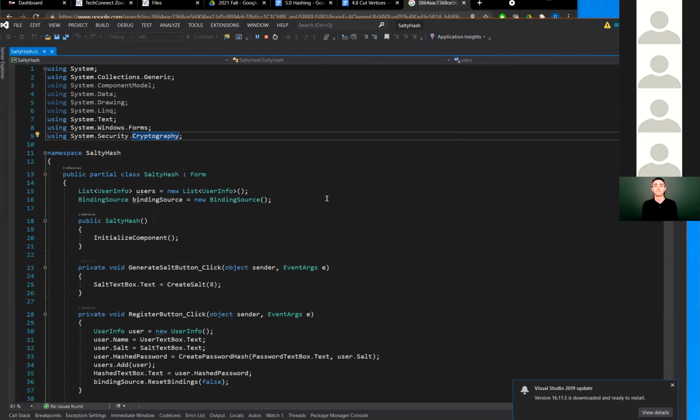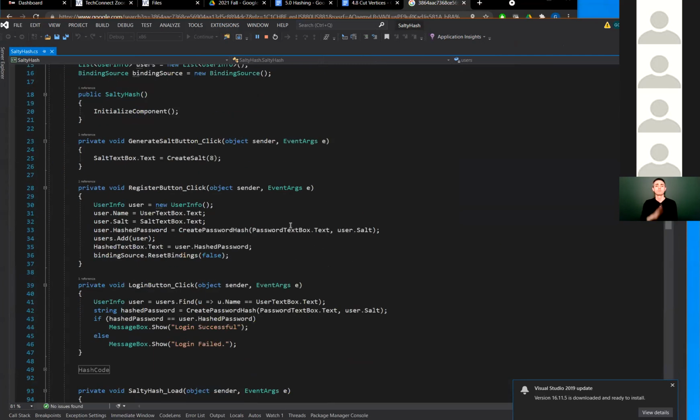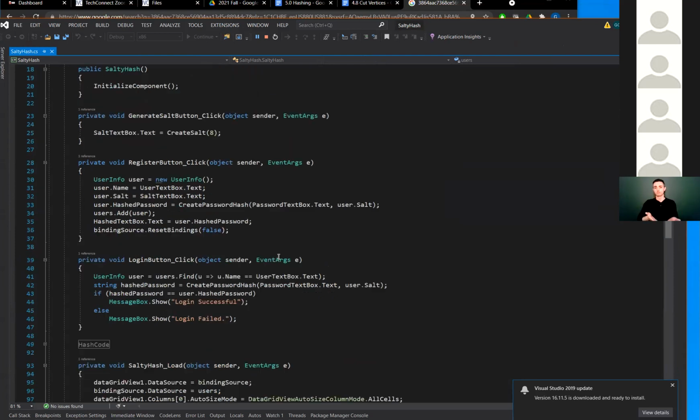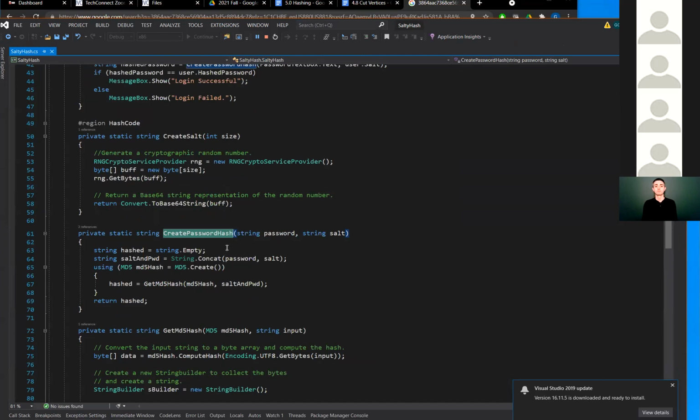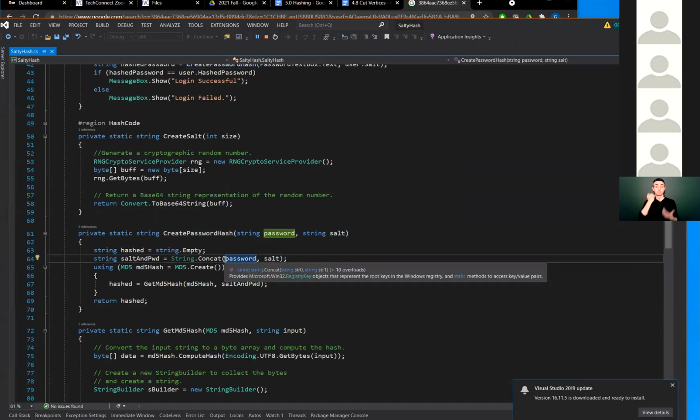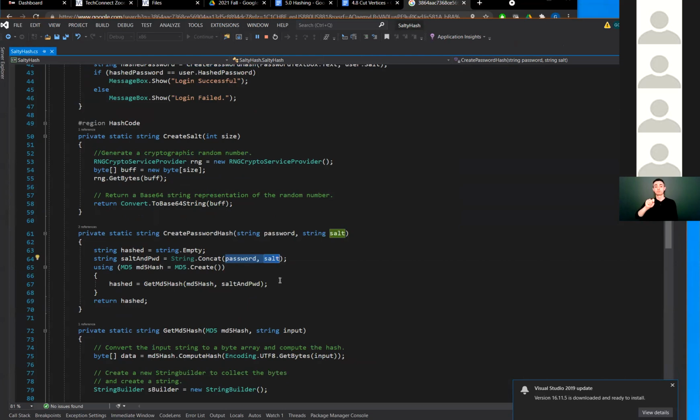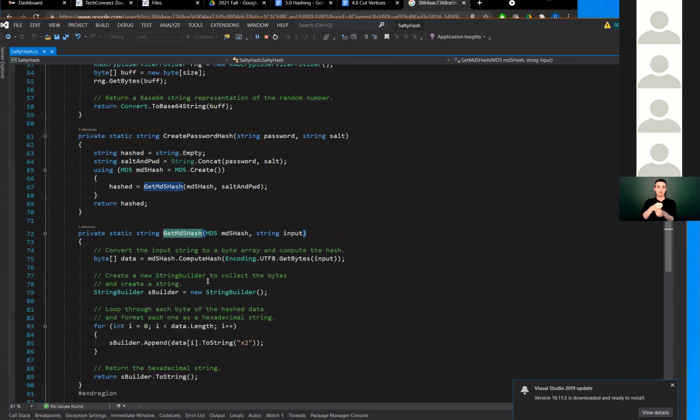I'll show you the code really quickly. There's not a whole lot of excitement going on here. We'll get this little function. If there is a salt, it just concatenates the password and the salt together. Otherwise, it's just an empty salt. And we use the built-in library to generate a hash from our MD5. And we store it into the database. So when the user comes along.